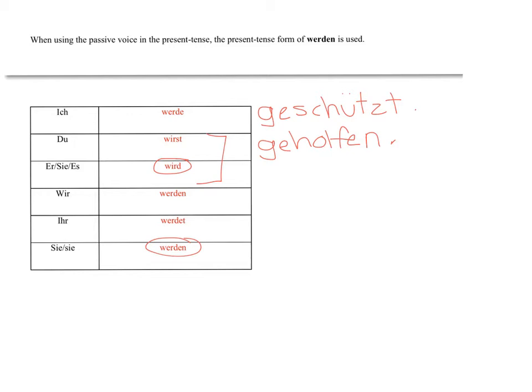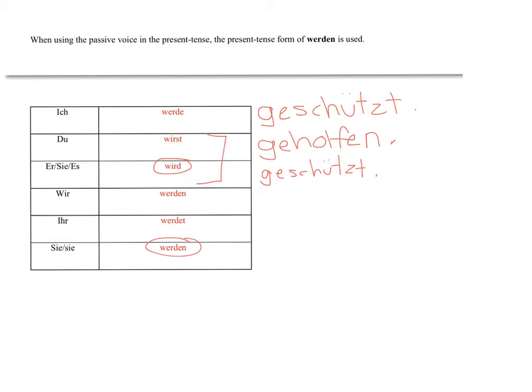The er/sie/es form, remember that could be a der, die, das, and an item. It's just a he, she, it of any kind. So es wird geschützt. It is being protected. If it was a specific item, der Wald wird geschützt. The forest is being protected.